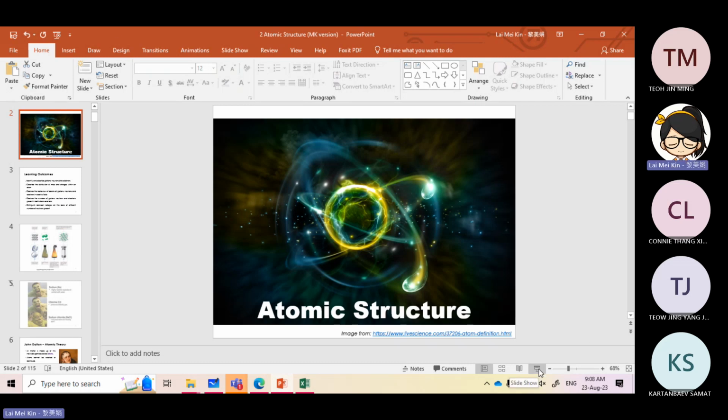All right, so today we are going to start with a new chapter, chapter 2, which is atomic structure. Just now in chapter 1, we talked about atoms, molecules and particles. In chapter 2, we will zoom in on the atom and look at what is in the atom. That's why we call it atomic structure, the structure of the atom.